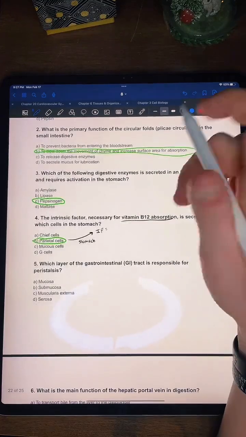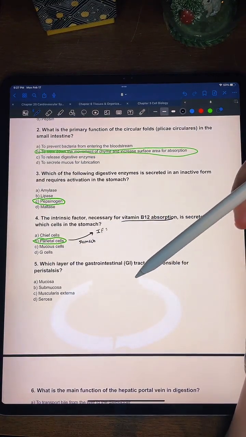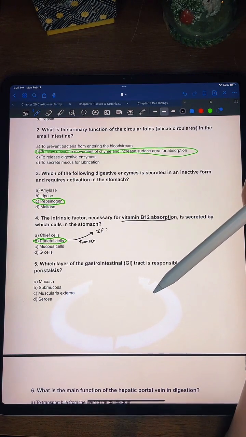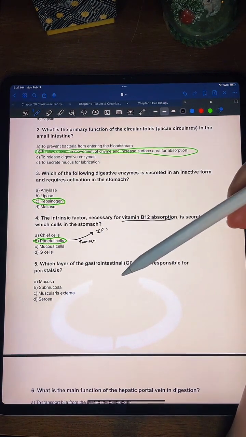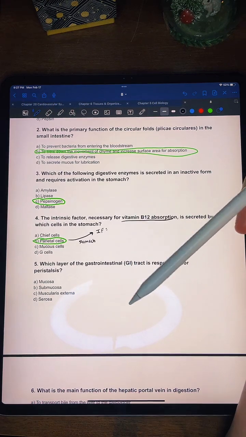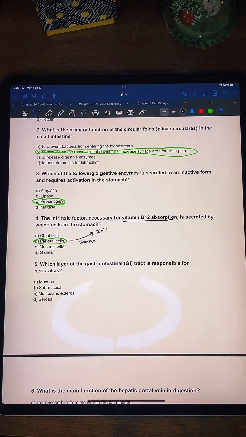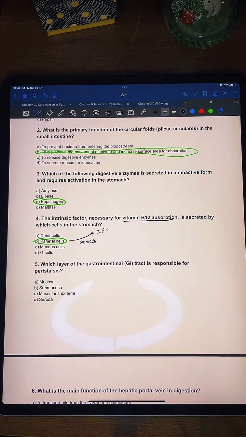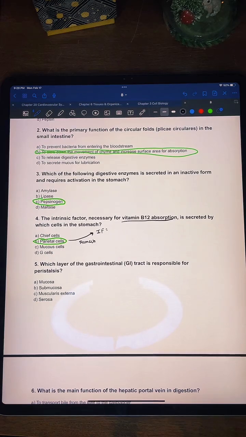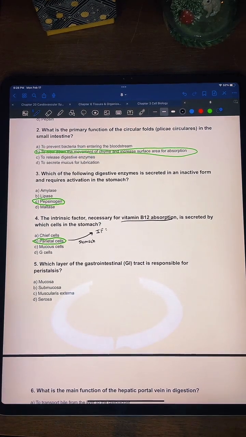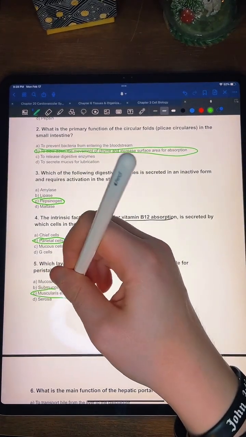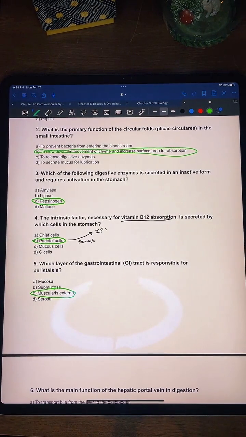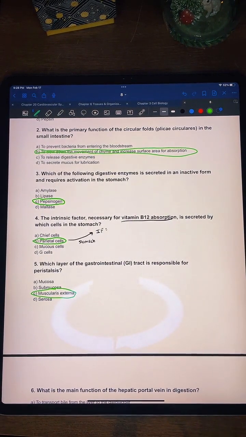All right, let's move on to number 5. Which layer of the gastrointestinal tract is responsible for peristalsis? Mucosa, submucosa, muscularis externa, and the serosa. All right, C. Yep, you guys are correct. The answer is C. Do we need an explanation on that one, or do you guys want to move on? Are we good on that one?